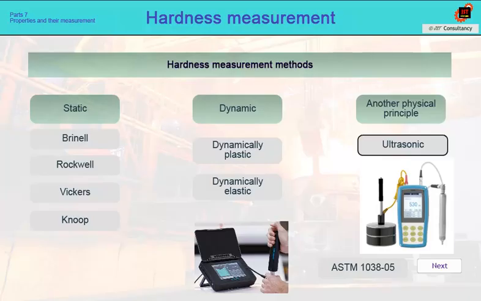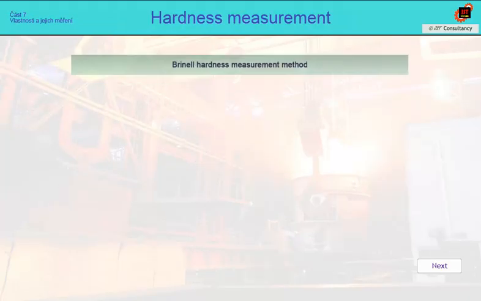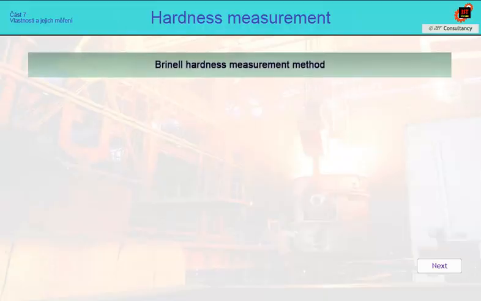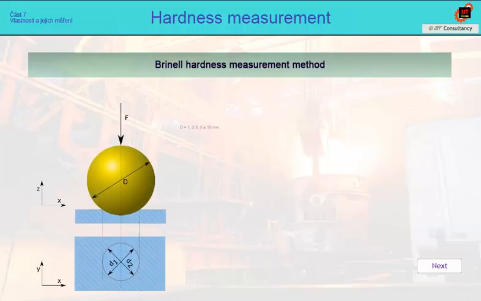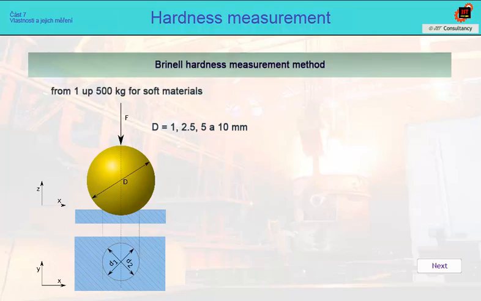A 1038-05. The first of the basic methods of measuring hardness is the Brinell method. This involves pressing a steel or tungsten carbide ball with a diameter of 1, 2.5, 5 or 10 millimeters into the test specimen. The diameter of the indentation is a criterion of hardness. For softer materials, a load of 1 to 500 kilograms is used. For harder materials, 3,000 kilograms.